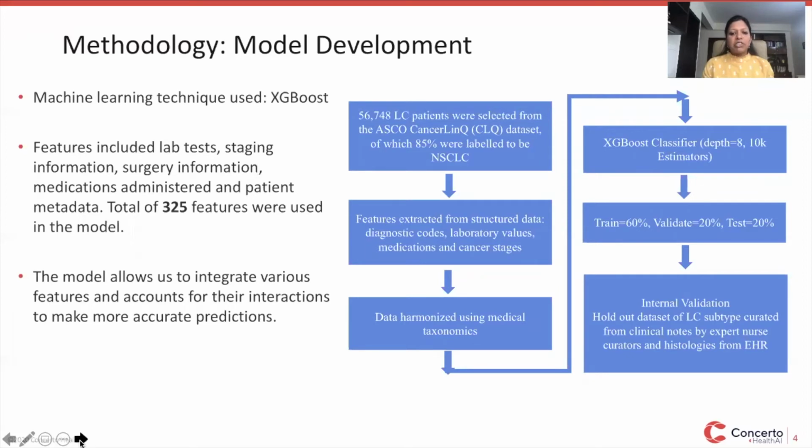We extracted the features from the structured data, such as diagnostic codes, lab values, medications, and cancer stages, and then this data was harmonized using medical taxonomy. Finally, we applied the XGBoost classifier with a depth of 8, and it uses 10,000 estimators. We divided our data set into a 60-20-20 split of train, test, and validate. And then finally, we validated our model using an internal holdout control.